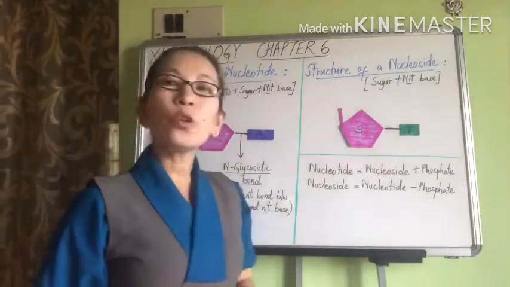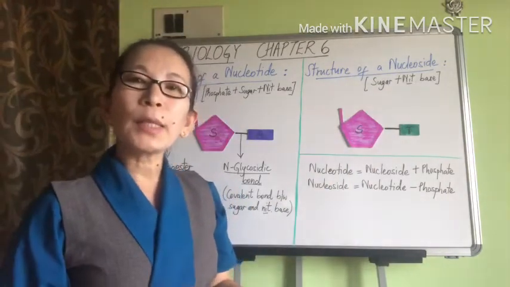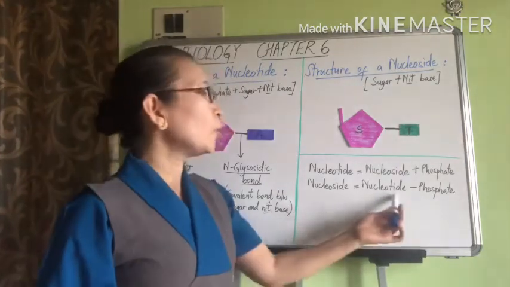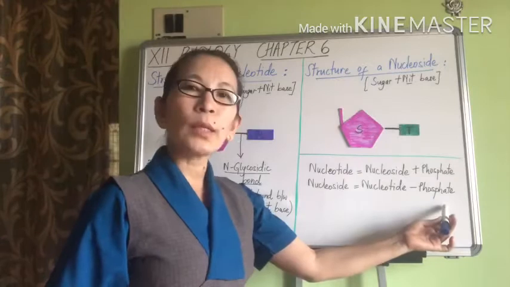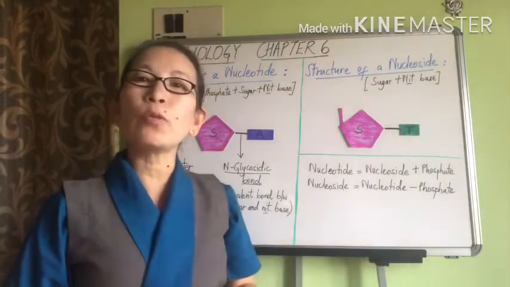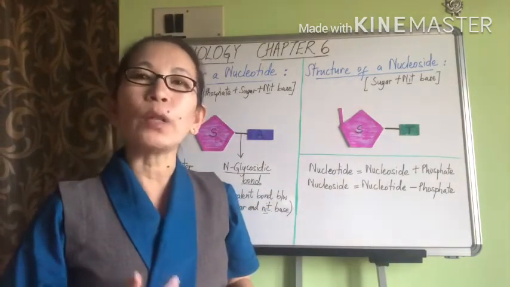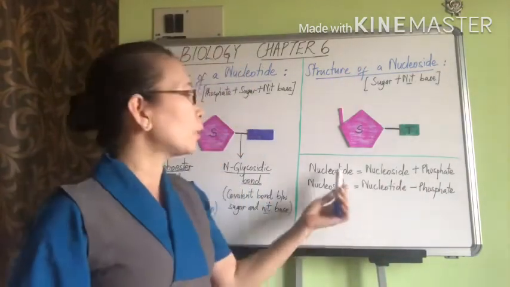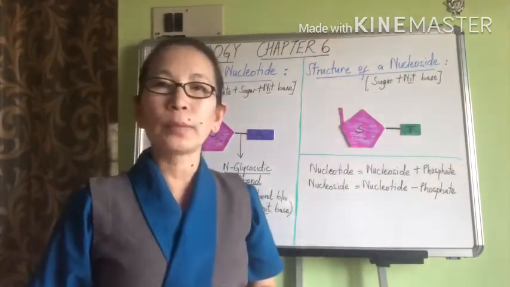And nucleosides, as I said earlier, basically lack the phosphate. So a nucleoside is a nucleotide minus phosphate, whereas a nucleotide can be formed by phosphorylation of a nucleoside. That is, addition of a phosphate to a nucleoside will result in a nucleotide.